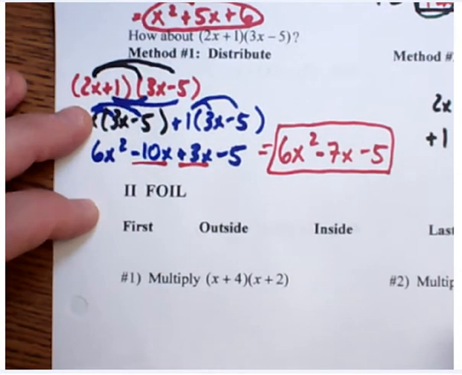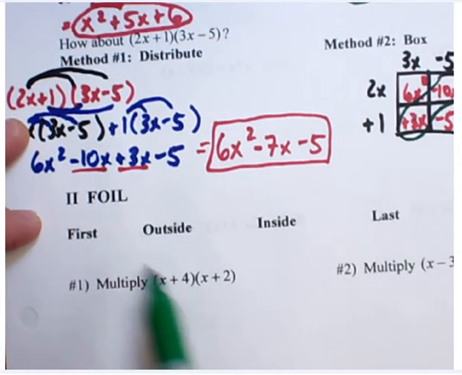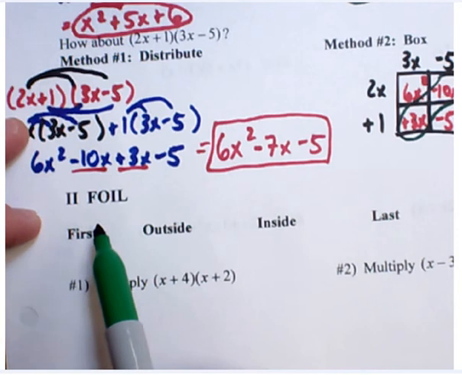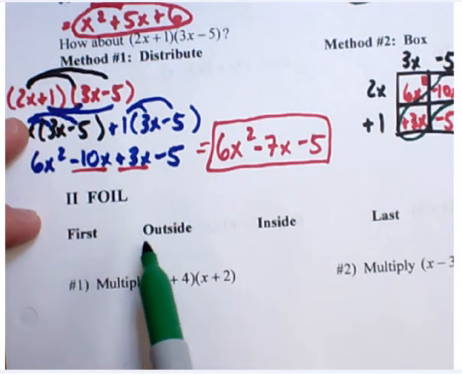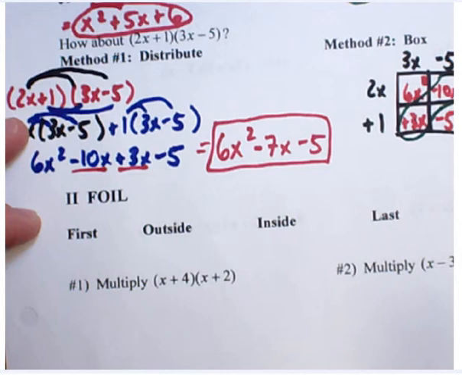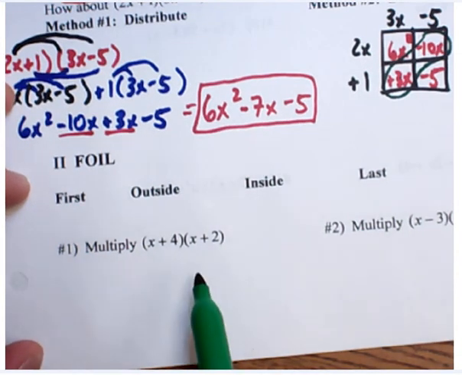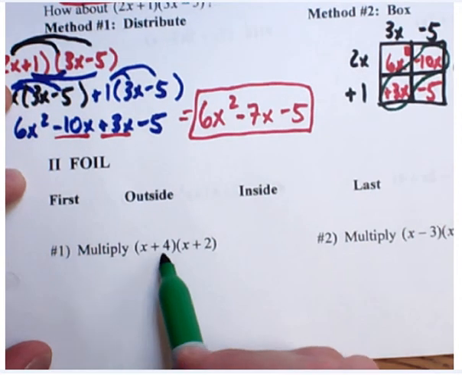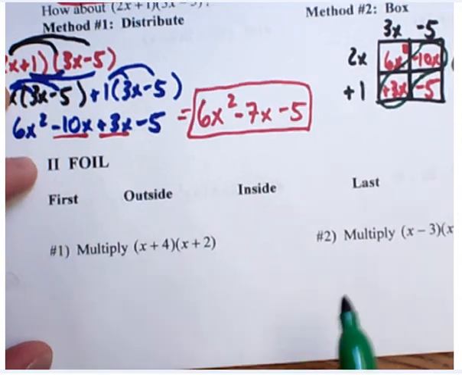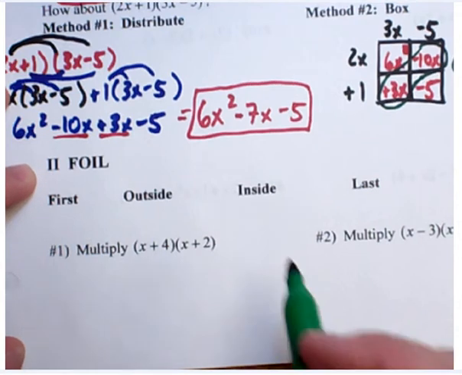And for now, don't worry about what this is called, FOIL. This is another way of double distributing: first, outside, inside, last. Don't worry about that. We're going to just skip that. We're going to work the examples. So let's take number 1 here. Multiply x plus 4 times x plus 2. Let's distribute this one. Let's do double distributing.